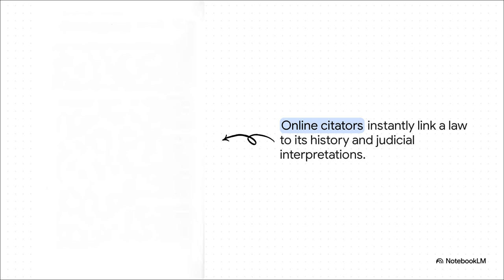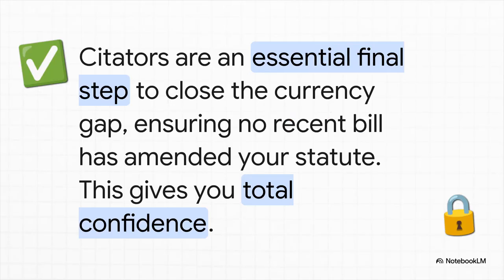At their core, online citators do one thing incredibly well. They create an instant web of connections. You get the law, its entire history, and every judicial interpretation, all linked together on one screen. It's like having a dashboard that shows you the complete biography of a statute, all in one click. So what's the big takeaway here? Citators give you confidence. They close that currency gap so you can be sure that some bill didn't just quietly amend your law last Tuesday. For 100% accuracy, using a citator is an absolutely essential final step.